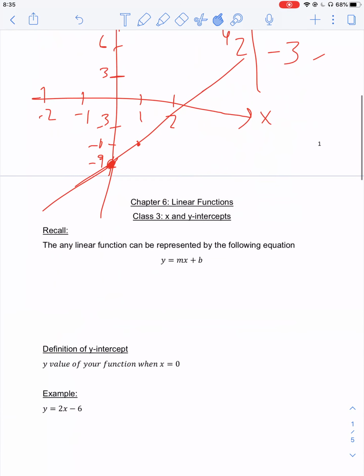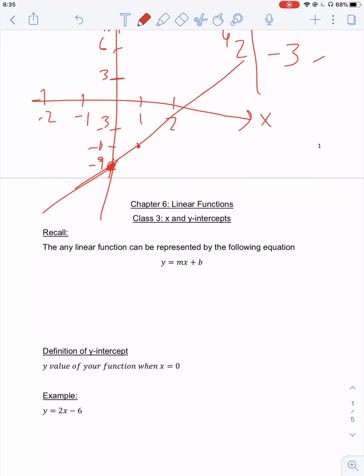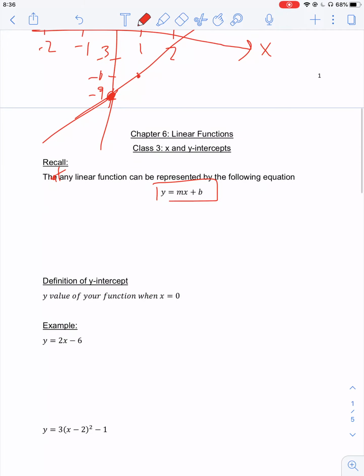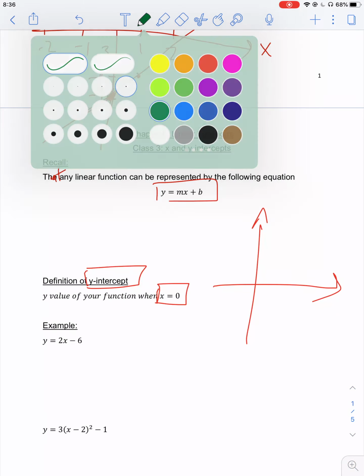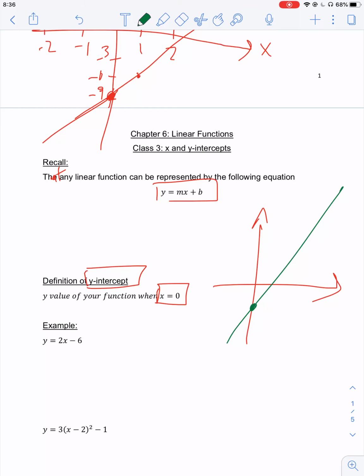Okay, so now let's talk about linear functions. Recall that any linear function can be represented by the following equation, as you saw in the starter question. Now, here are some definitions. The y-intercept is the y value of your function when x is equal to 0. So this is my function, let me draw the function in a different color. The y-intercept is where my function intercepts the y-axis.